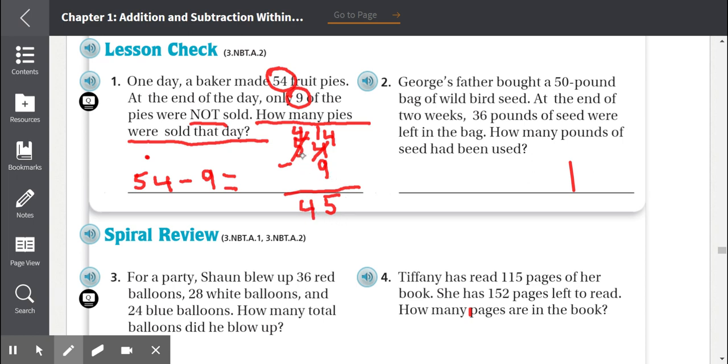So our answer is 45. So 45 pies were sold and 9 pies were left. Number 2.